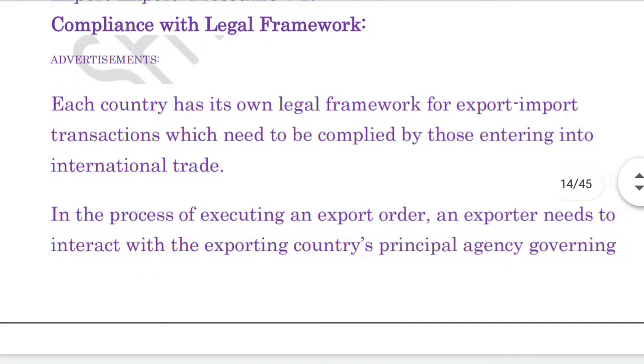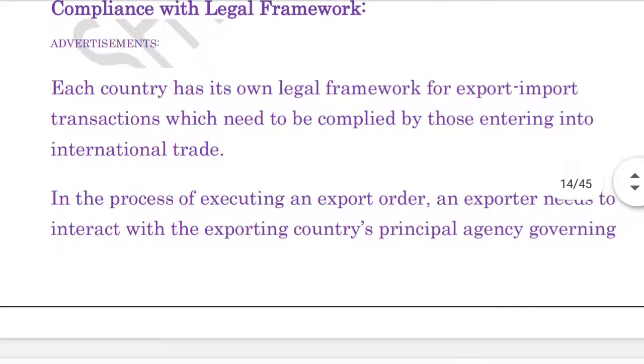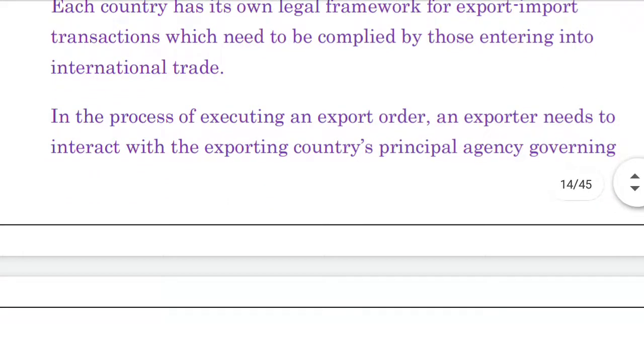If we are an importer or exporter, then we need to follow the legal frameworks defined by the country's government. Before entering into international trade we need to keep this in mind.